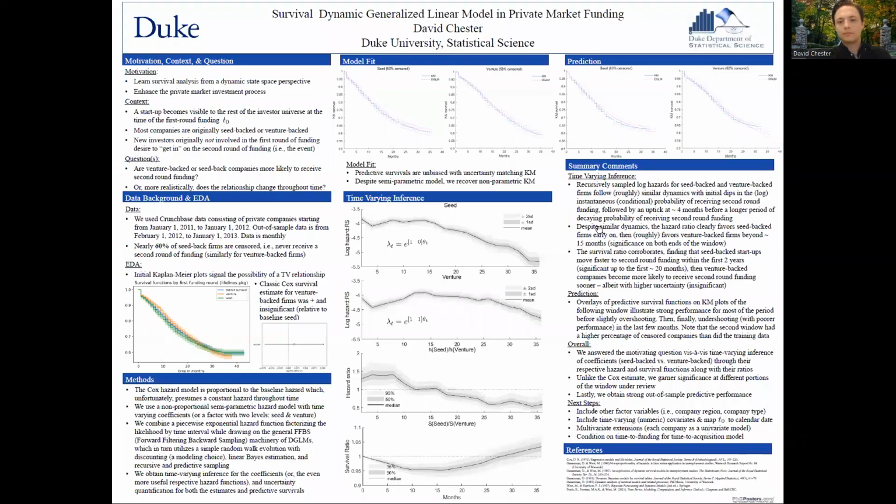Okay. So the motivations for this project were twofold. The first was to learn survival analysis from a dynamic state-space modeling perspective. And the second was to practically enhance the private market investment process. With limited time, an investor needs to know which kinds of startups are more likely to get a second round of funding at any given point in a startup's life cycle after having received the first round of funding.